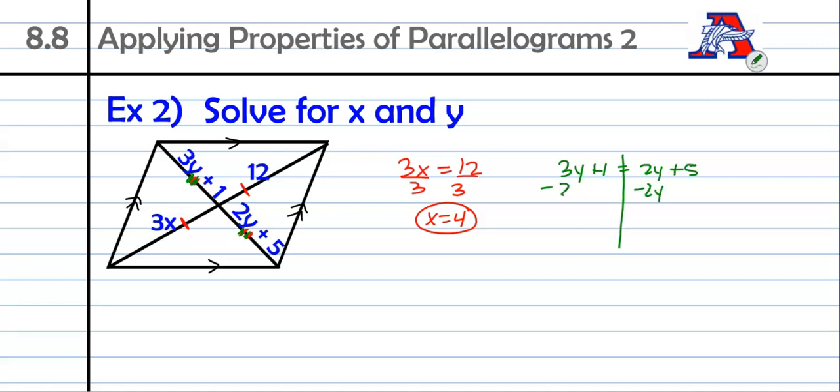Let's solve it. Let's get all of our y's to the left. And we end up with y equals 4. Again, let's check it quick, maybe just in our head. So if we substitute 4 in for y, we got 3 times 4 is 12, and 12 plus 1 is 13. And then over here, we have 2 times 4 is 8, and 8 plus 5 is 13.